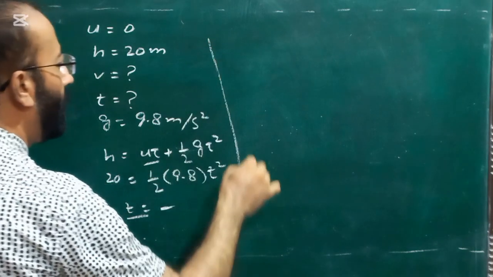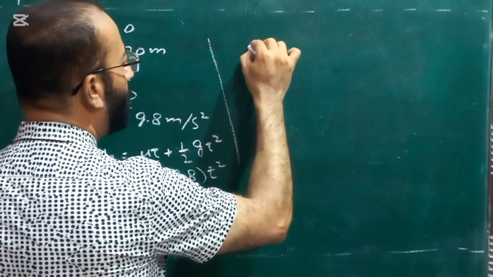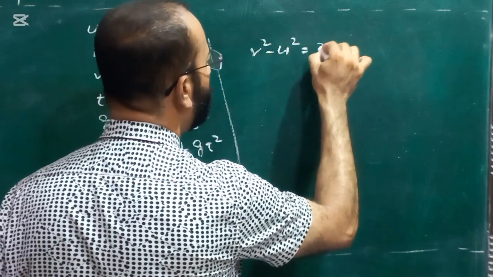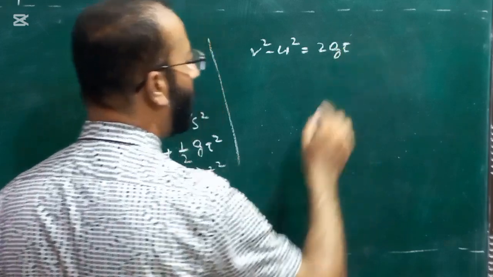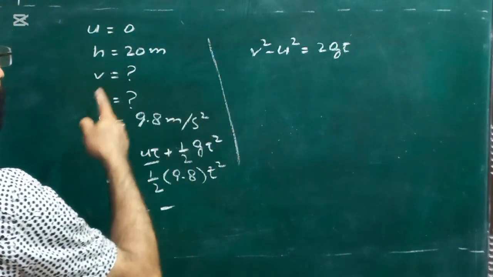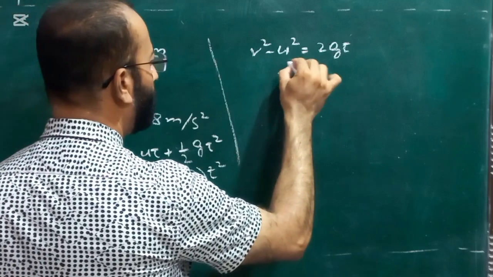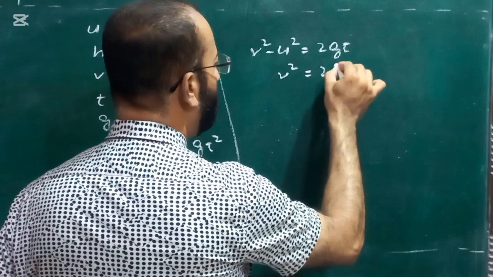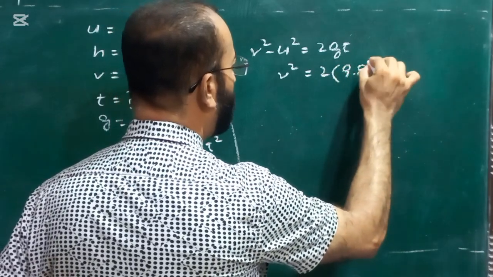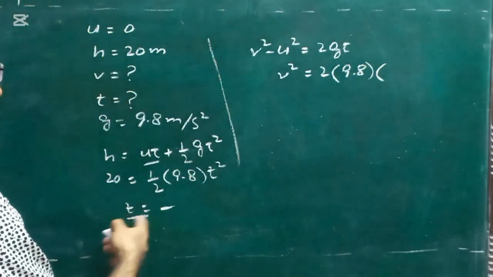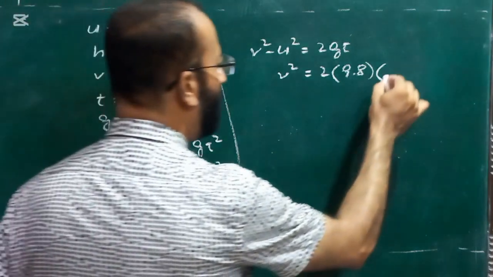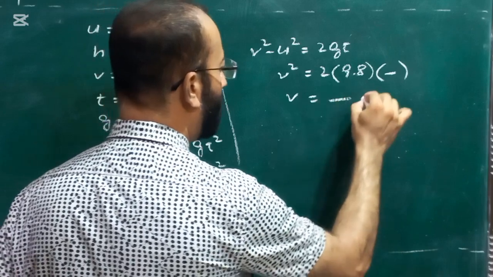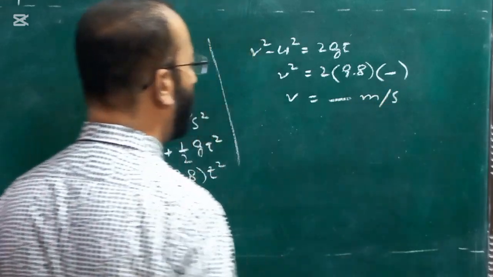Now, another equation is used, that is v square minus u square is equal to 2gh. This is another equation. So v's value is the requirement, u is 0, that's why this will be finished, and 2 into g is 9.8, and h is 20. Put the values here. Solve it on the calculator, taking the square root will give you the answer. Unit will be meter per second.